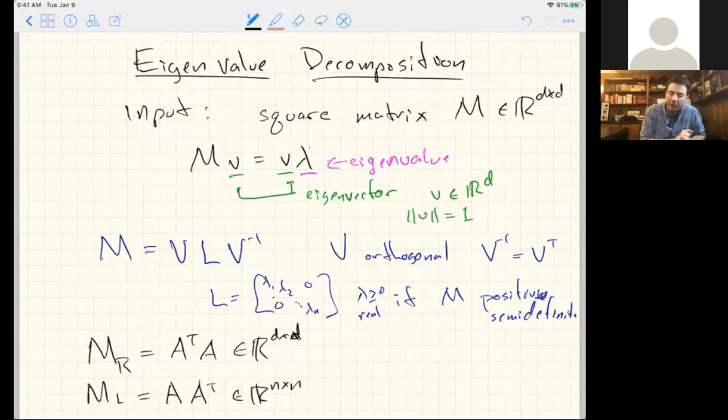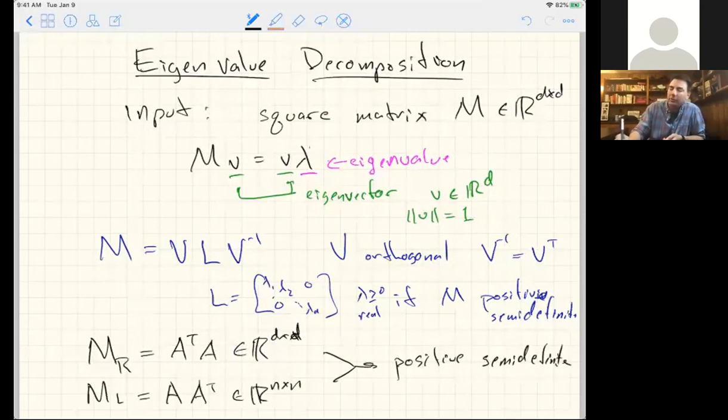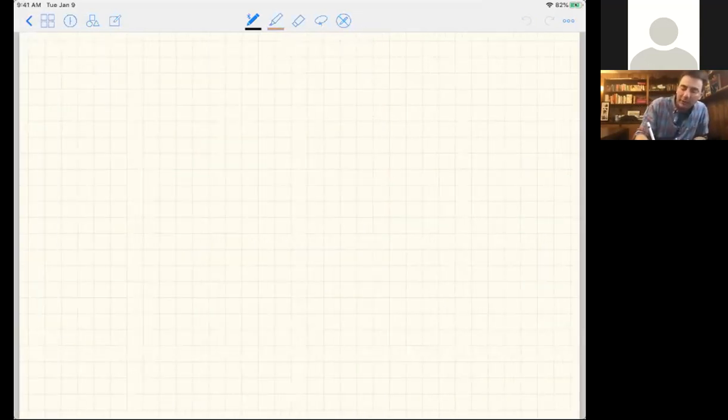So we're going to get these two matrices, MR and ML, from A transpose A. And these are guaranteed to be positive semi-definite. Then we don't need to worry about these weird conditions with when the eigenvalues actually exist or not. So now, let's start with MR, which is A transpose A.